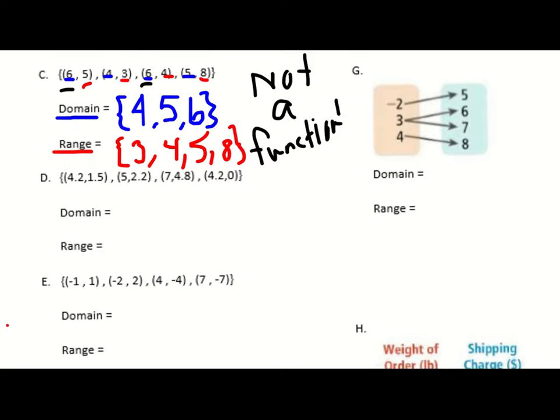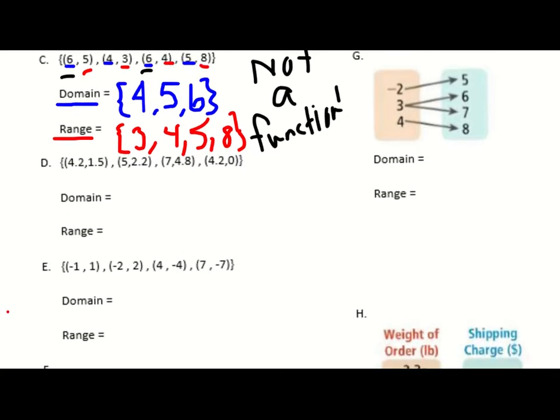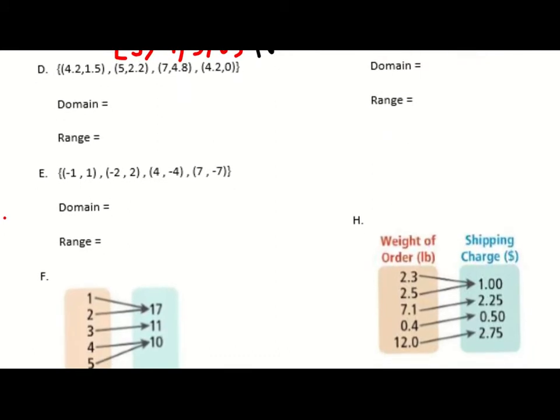So let's take a look here at part D. We need to list the domain. So we're going to look at all the x values of the points and list them from least to greatest. So 4.2, 5, and 7. Notice I did not list 4.2 twice. I only list it once.